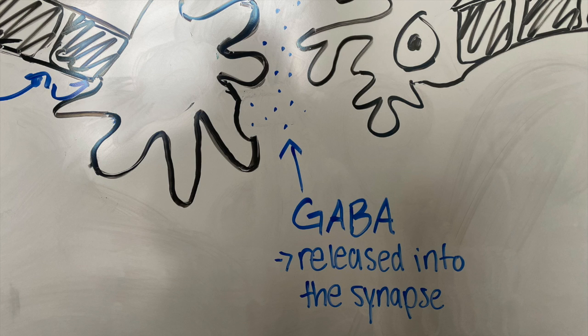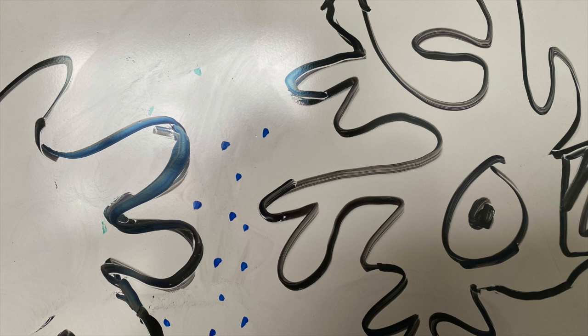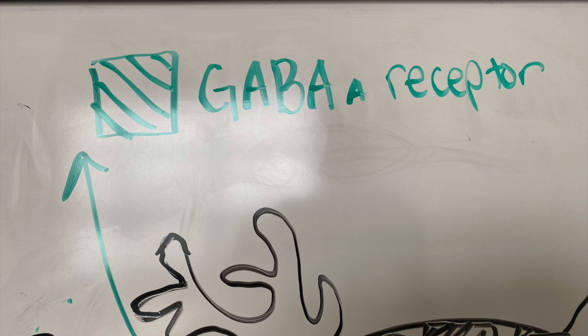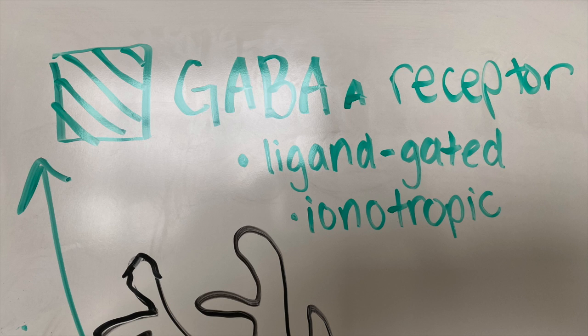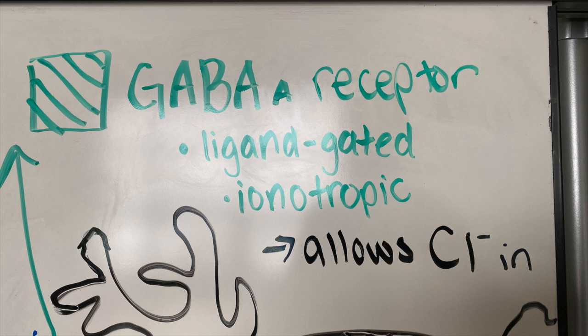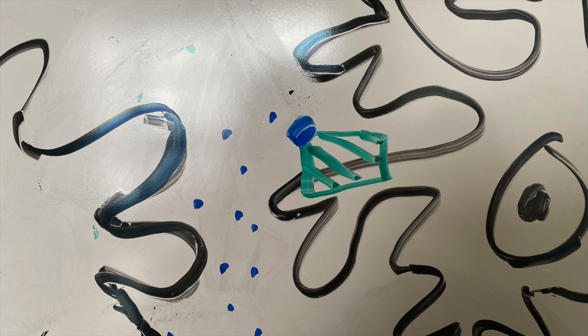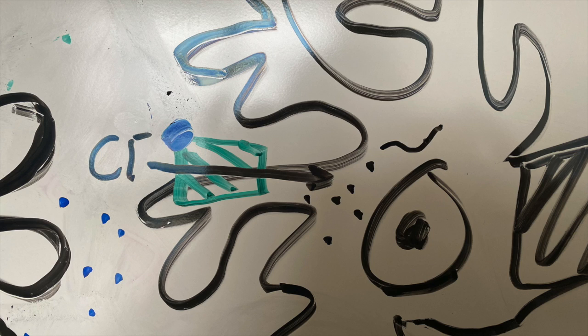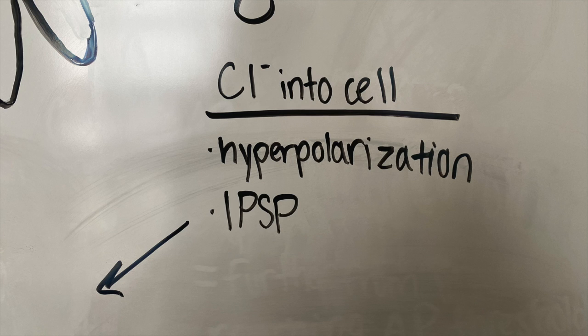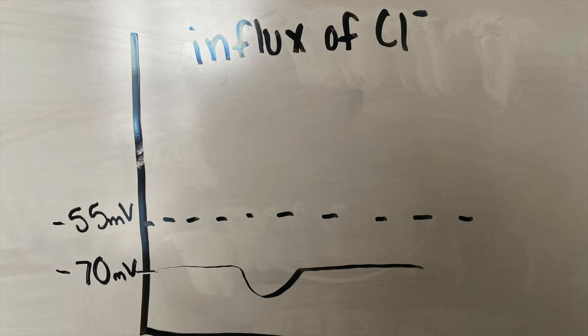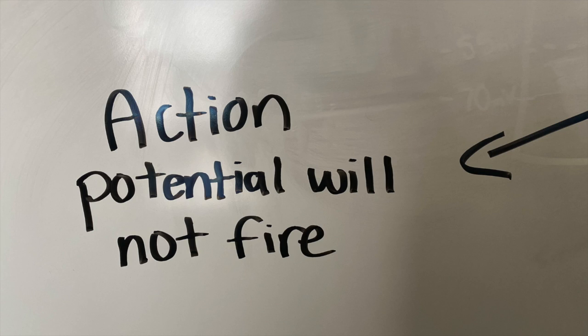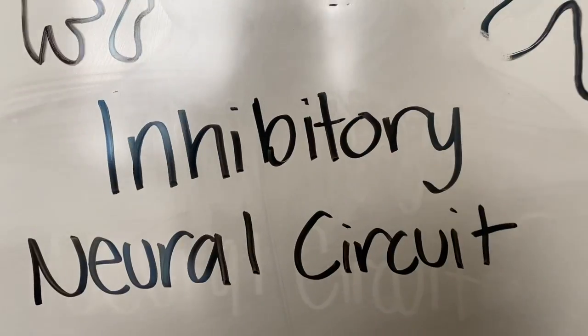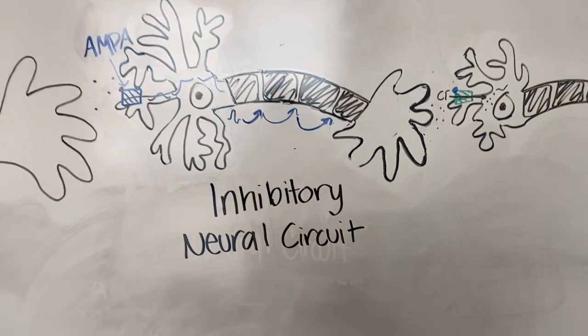When GABA is released into the synapse, it will bind to a GABA-A receptor. The GABA-A receptor is ligand-gated or ionotropic, and when GABA binds, it becomes permeable to chloride. Chloride is an anion, so it will decrease the membrane potential of the cell, causing hyperpolarization and an IPSP. An IPSP is an inhibitory postsynaptic potential, which brings the cell further from the threshold potential and thus will not fire an action potential. So this is our basic inhibitory neural circuit.